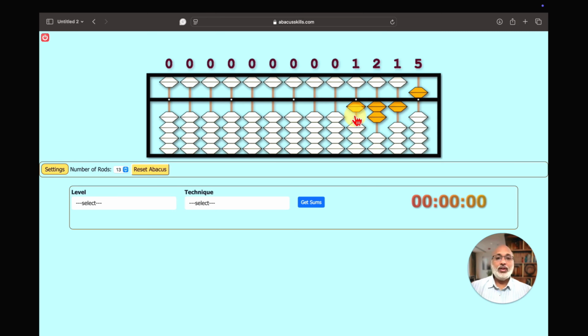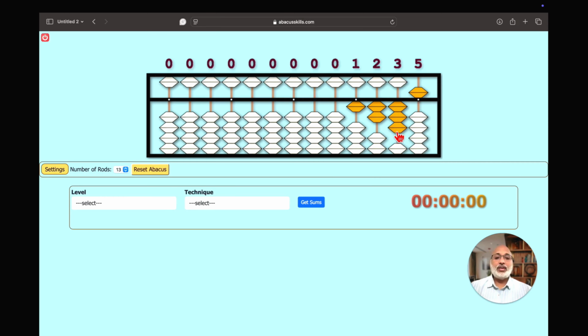For example, if I add one earth bead in thousands place, what does it become? So now tell me the value. 1235. I moved one bead in thousands place, two beads in hundreds place, three beads in tens place, and one heaven bead in ones place. So put together the value is 1235. Like this, we are going to do calculations of addition and subtraction.